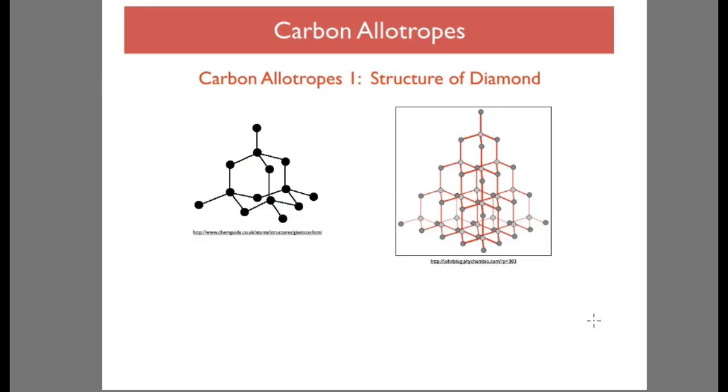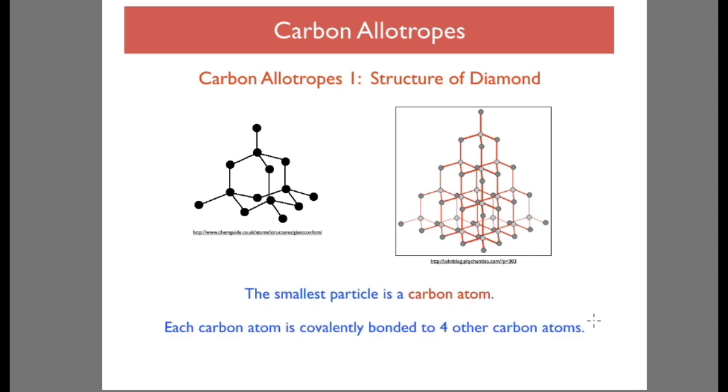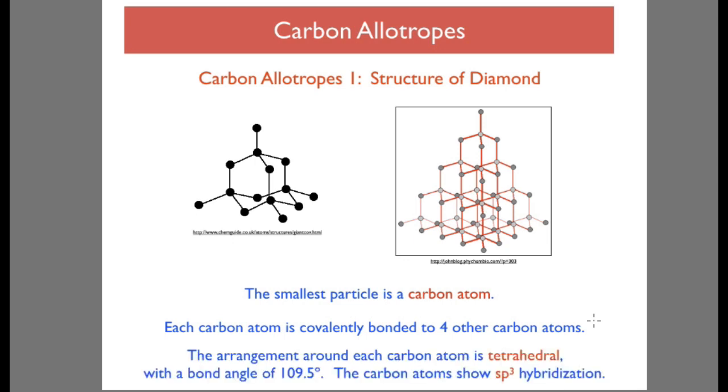So let's have a look at the first allotrope of carbon. Diamond. It's a girl's best friend, apparently. The smallest particle is a carbon atom. Each carbon atom is covalently bonded to 4 other carbon atoms. And the arrangement around each carbon atom is tetrahedral. I'm just going to draw on top of this bit here, so you can see the tetrahedron. The bond angle is 109.5 degrees, as we know already in a tetrahedral structure when there are no lone pairs. And the carbon shows sp3 hybridization.